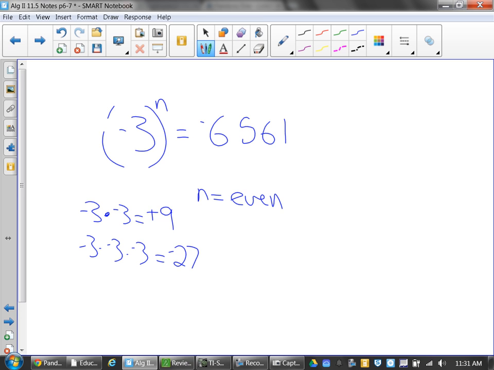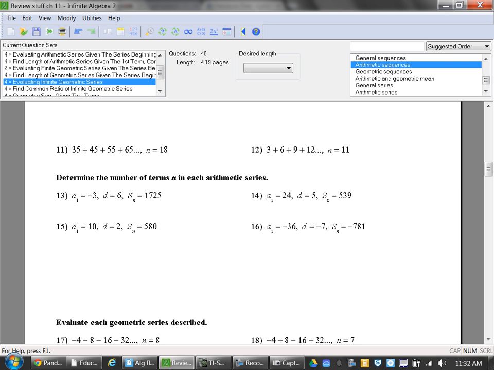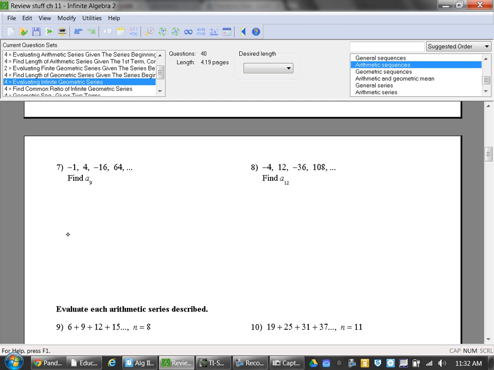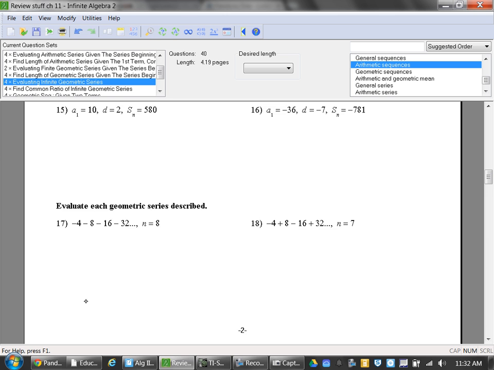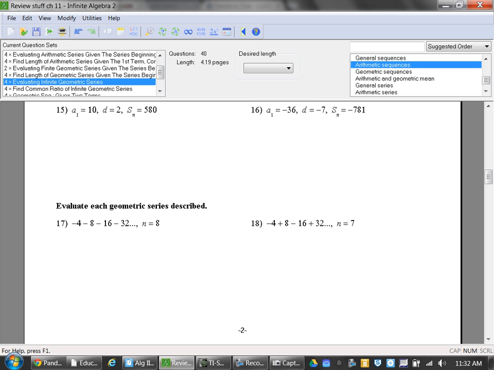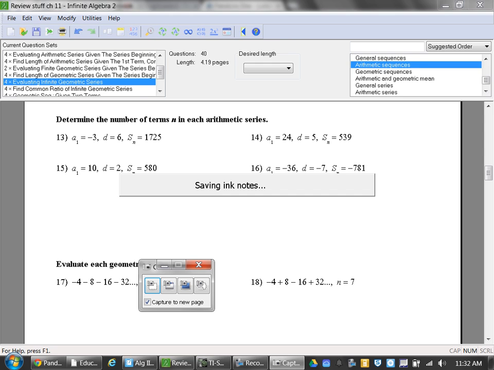Okay. Let's see, the other one I wanted to do. So we did the series one here. Let's do the arithmetic one. Where is it? I forgot what number it was. Let's do number 16. Number 16.